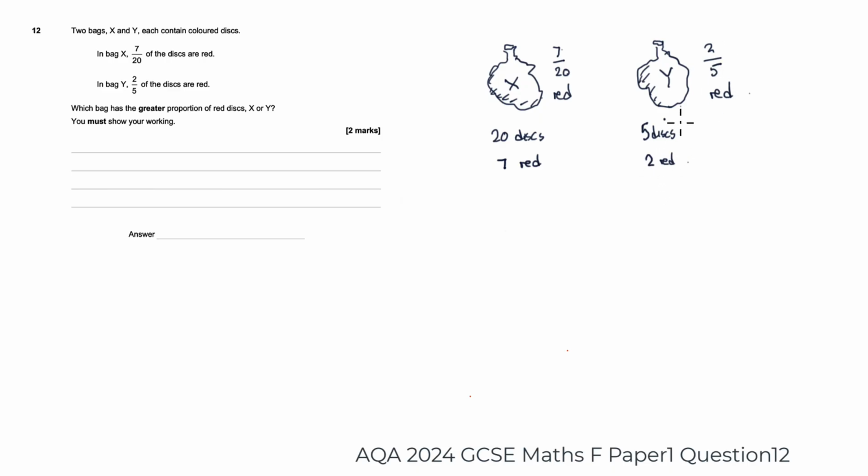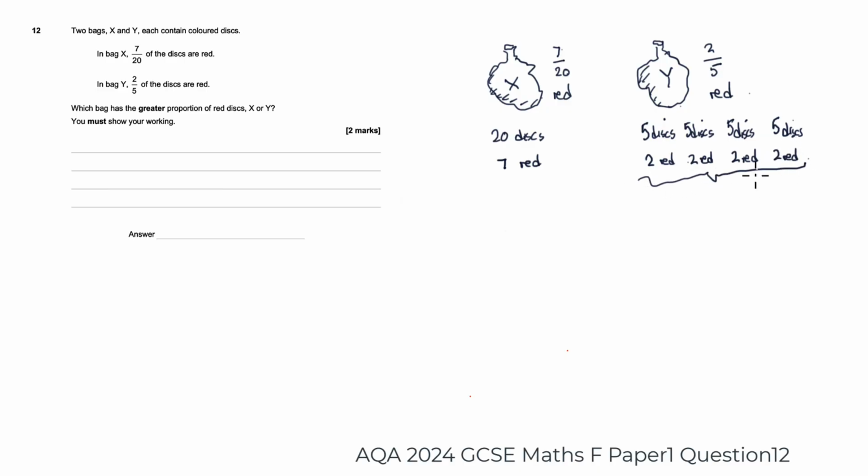Now, we can see, to compare, we would need to add more discs to this bag so that we ended up with 20 in here. So we could add another 5 discs. That would give us 10. That means we're adding another 2 red ones. Another 5 discs. That takes us up to 15. That adds another 2 reds. And finally, if we add our last 5 discs in, we'll have 20 discs. That adds another 2 red discs.